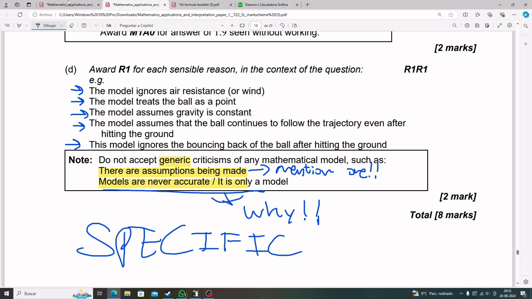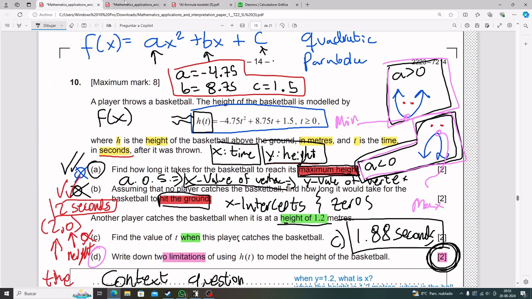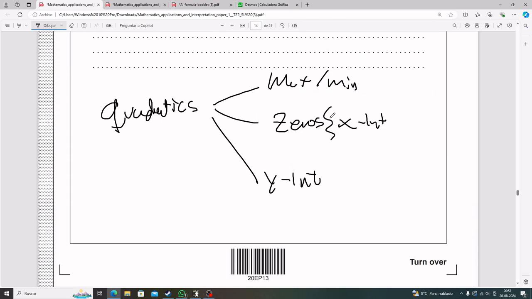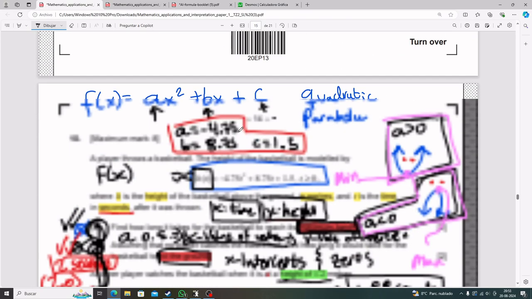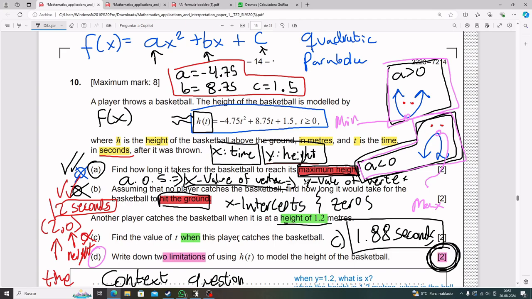See? Ladies and gentlemen, that was a quadratic problem. I like quadratic problems. They're exciting. There's usually only a couple of things they can ask: max or min, zeros, x-intercept, and y-intercept. The thing is they disguise it through the context. So watch out for that.